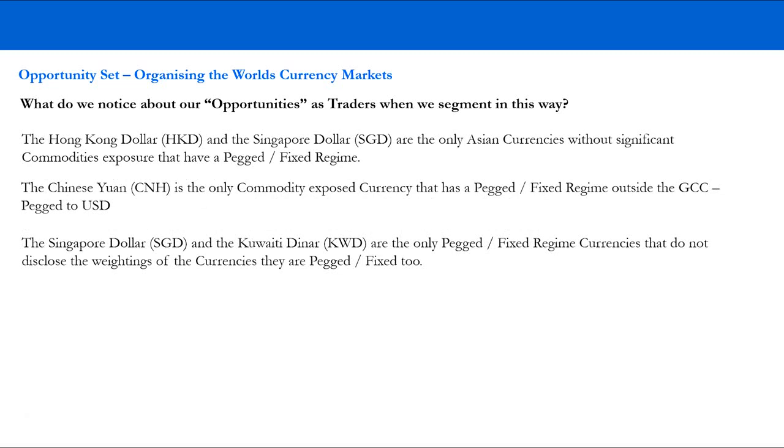What else do we notice about our opportunities when we segment in this way? Well, we find that the Hong Kong dollar and the Singapore dollar are the only Asian currencies without significant commodities exposure, and they are the only ones without significant commodities exposure that actually have a pegged or fixed regime. The Chinese yuan is the only commodity-exposed currency that has a pegged or fixed regime outside the GCC, and that's pegged to the US dollar. The Sing dollar and the Kuwaiti dinar are the only pegged or fixed regime currencies that don't disclose the weightings of the currencies they are pegged or fixed to.